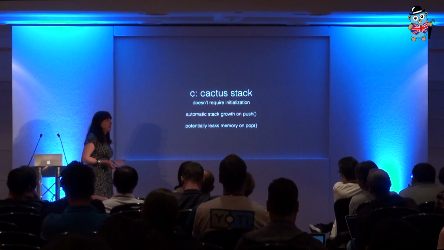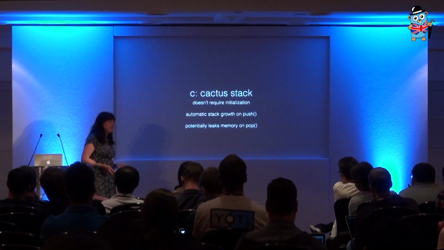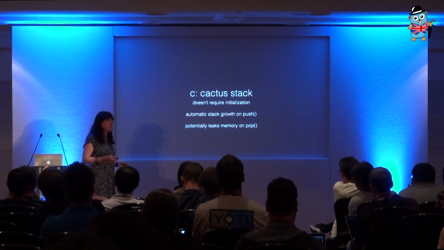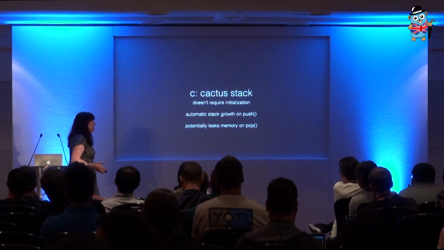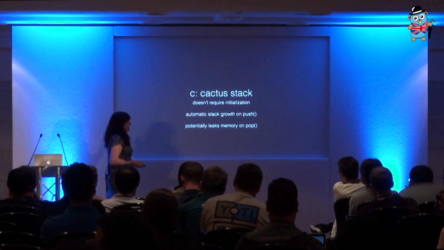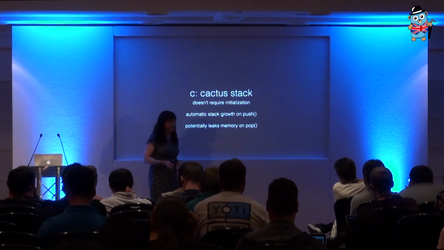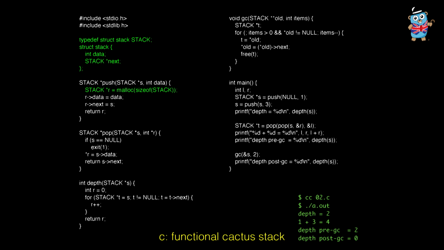I think one of the nice things about Go is by default things are initialized to their 0 value. And if that 0 value can be a nil pointer, then a nil pointer isn't going to explode at you later. Fingers crossed. We can do automatic stack growth on push, but in C, we'll potentially leak memory if we do a pop. So let's have a look at this.